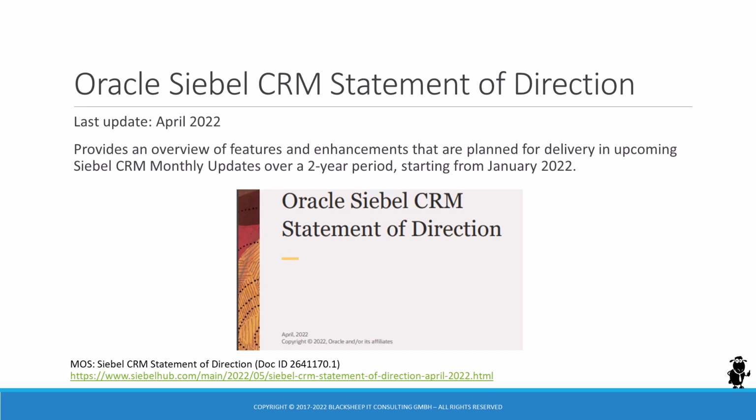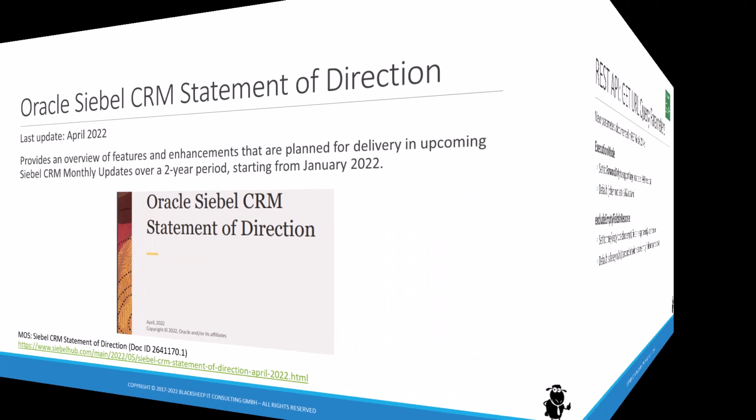"Eliminate Siebel Tools dependencies" is a line directly out of the Statement of Direction document, which was updated in April 22. This document is available to Siebel customers via Oracle support and a mandatory read for anyone with even the slightest interest in the future of Siebel CRM. Siebel Hub users can find a summary article on the April 22 Statement of Direction document. You can find the link in the description of this video.